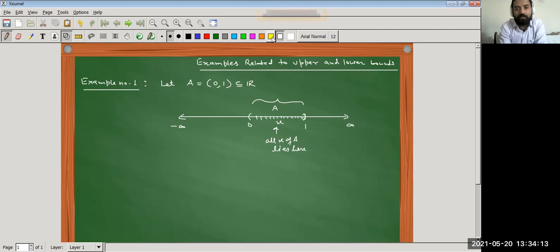In this case, we can see that if we talk about 1, then for all x belongs to A, x is less than or equal to 1. This means that 1 is an upper bound of A. Can we say 2 is also an upper bound of A?